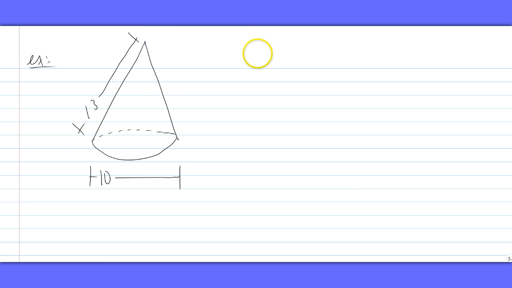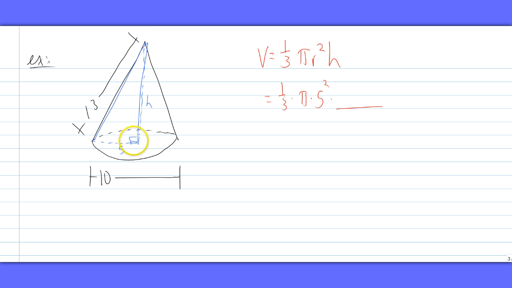Here's our next example. We want to know the volume of this cone. Volume of a cone is 1/3 pi r squared times the height. 1/3 pi times the radius of 5 squared times the height, which is not 13. 13 is actually the slant height. But if we draw in the perpendicular height and also draw in a radius, those are going to be perpendicular to each other. And the cross section we're looking at right here is a right triangle.